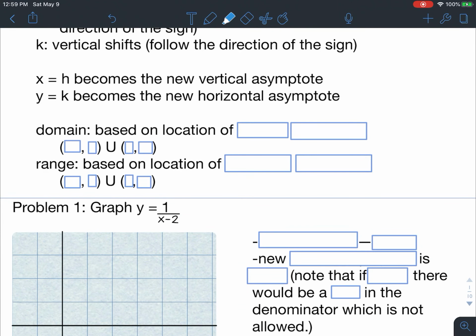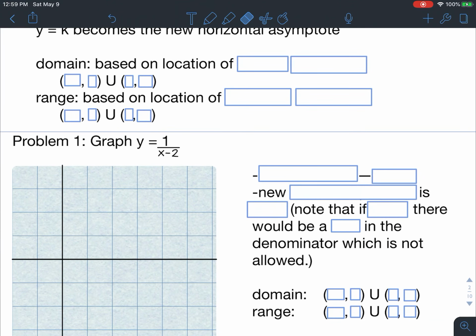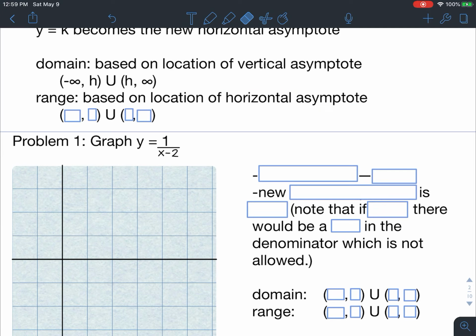Okay, domain. The domain of a rational function of this form, because this is the form that we're talking about right now, we'll talk about other forms later, is based on the location of the vertical asymptote. So the domain is going to go from negative infinity to h, round parentheses because it doesn't touch it, and then h to positive infinity. So h is there twice, but really it means the h is not there. That's confusing. The range is based on the location of the horizontal asymptote. So that's going to be negative infinity to k, k to positive infinity.